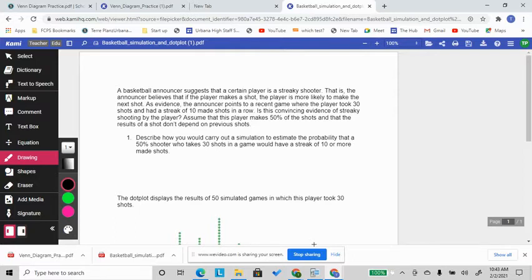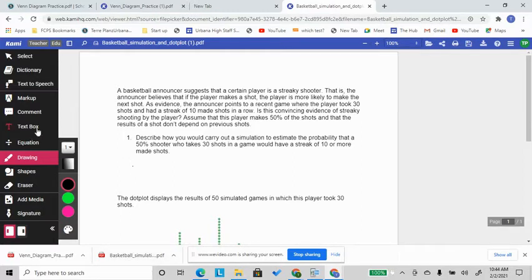All right, so we're going to look at what one trial is. We're not going to do it, we're just going to do the setup. So we are simulating that the shooter takes 30 shots in a game. What is the probability that they have a streak of 10 or more in a row?